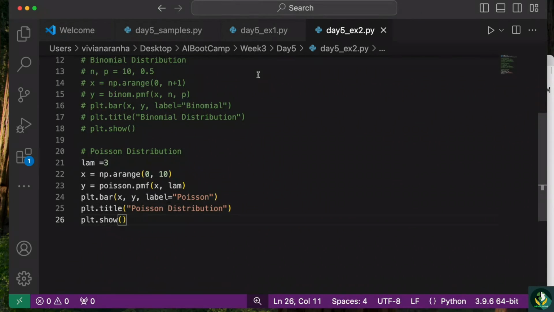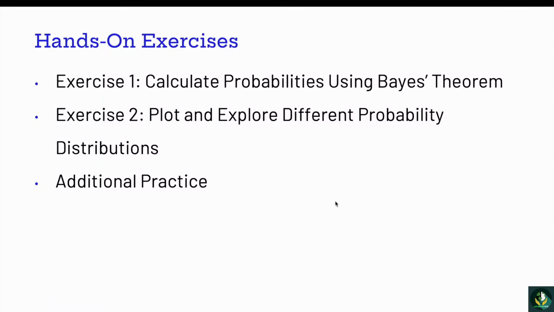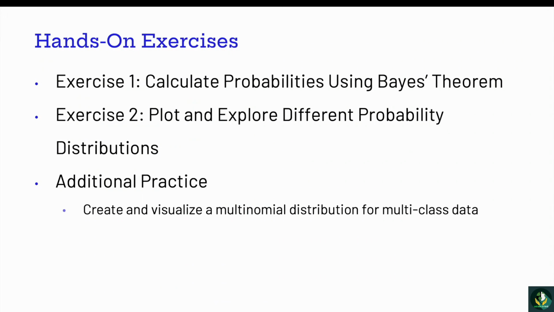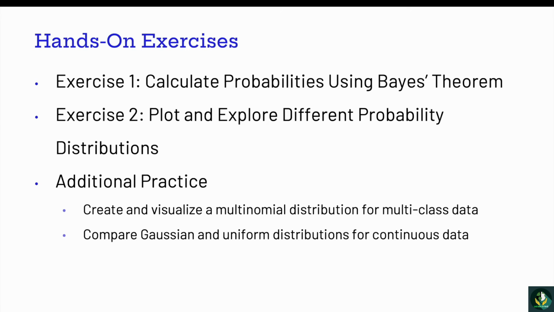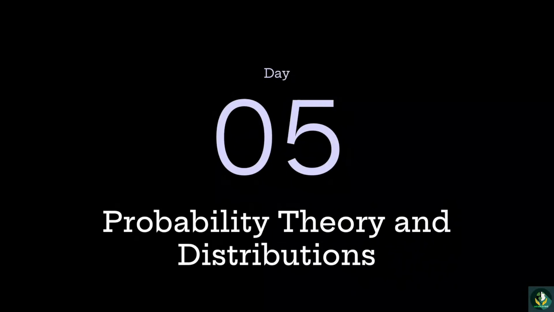So I hope you are able to follow along. If not, go through this and let me know if you have any issues or problems. For additional practice, you can look at creating and visualizing a multinomial distribution for multi-class data. You can try comparing Gaussian and uniform distributions for continuous data. Also, try to use probability distributions to simulate and analyze real-world data sets that are available on different websites. So to summarize, today we explored probability theory and its applications in machine learning.